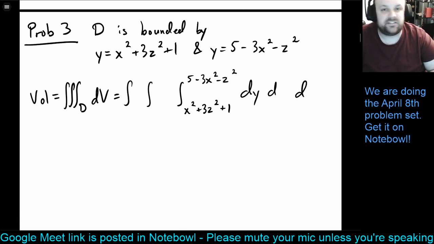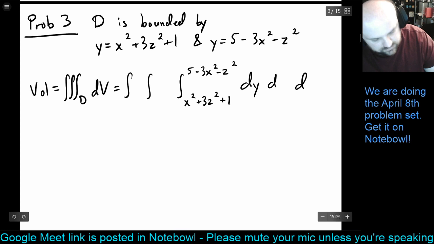So to do that, we just need to figure out, well, where do these two things intersect, right? What is the shape that they intersect in? So what we're going to do here is try and set these two things equal to each other. So take these two, set them equal.